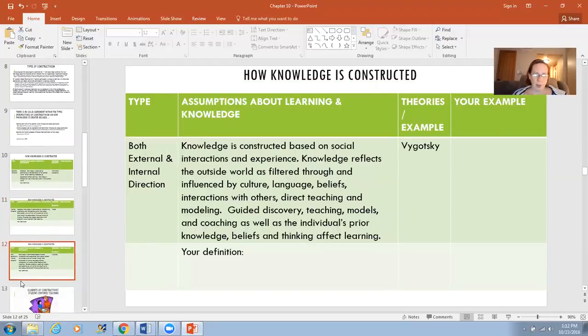Okay, so as opposed to Piaget, we have Vygotsky. Should have warned you, they're going to keep coming up and up and up. Oh, I think I did.